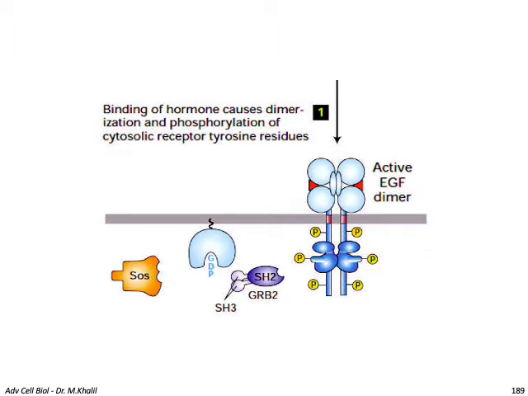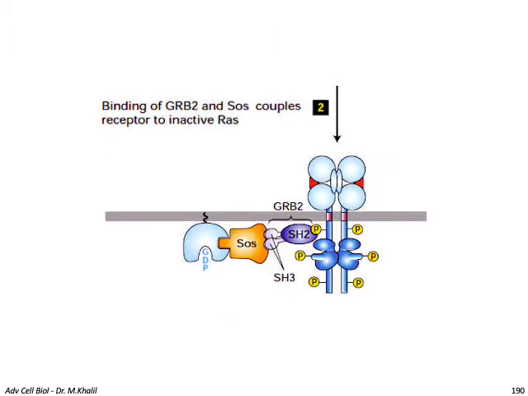GRB2 protein has two important domains, an SH2 domain and an SH3 domain. Once recruited to the cell membrane, the SH2 domain will bind to the phosphorylated tyrosine residues on the receptor, while the SH3 domain will bind to SOS and localize it to bind to the inactive RAS.